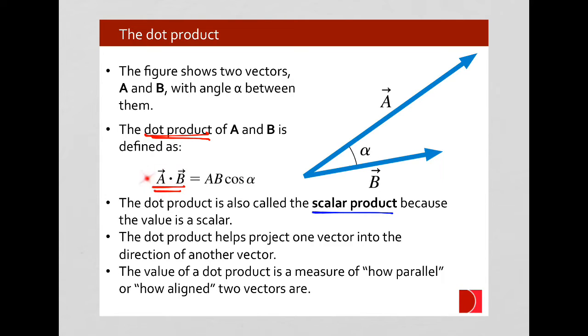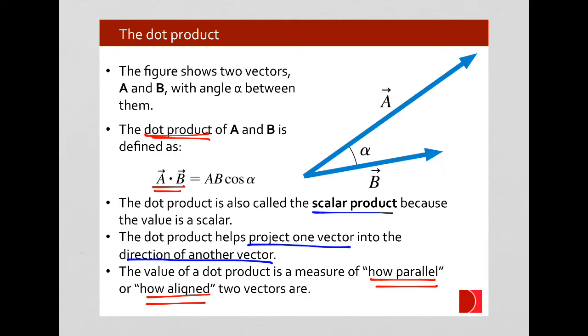You have two vectors going in, and what you're getting out is a number, an amount. This dot product is used to help project one vector into the direction of another vector. And so this scalar amount is a measure of how much the vectors are aligned. Thus, when you look at the value of a dot product, you are looking at how parallel two vectors are, or how aligned they are.